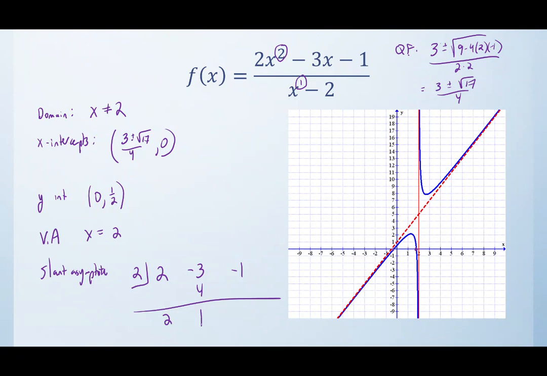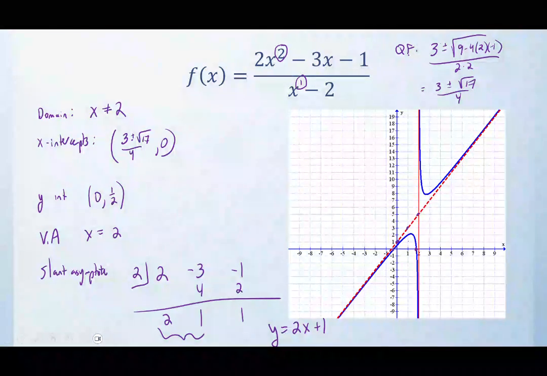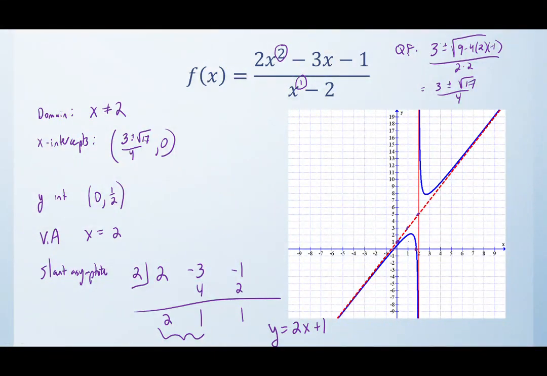So let's see, we got 2, 1, 1, right? So here's the equation of our line for our slant asymptote. We're going to have y equals 2x plus 1, which we can see, right? There's our y-intercept, over 1 up 2, over 1 up 2. So there we go. Next up, we'll just work a few more examples in the next videos.